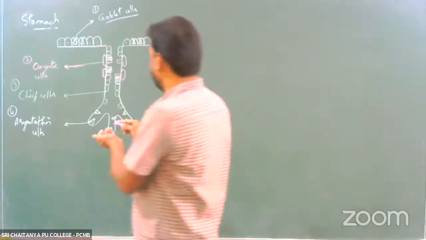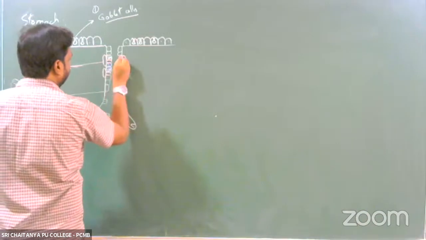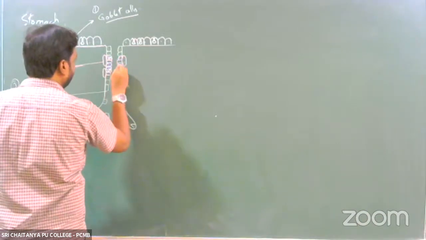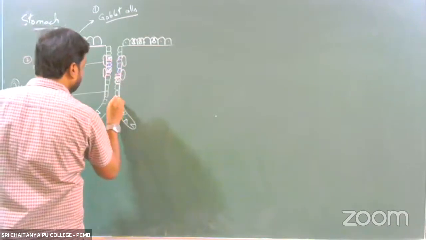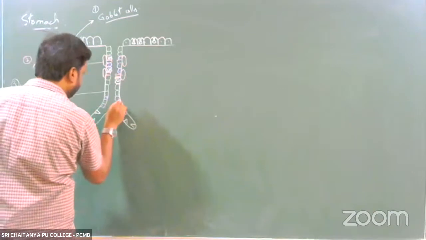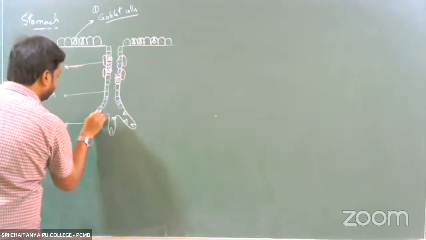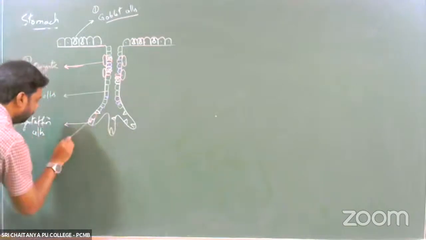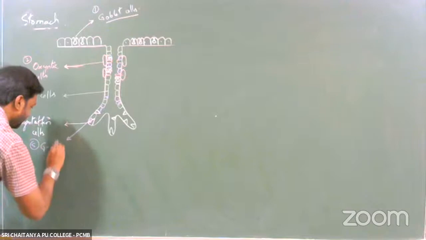And the next type of cell that we want to draw is present here. So we would have these cells being present here. These cells are called the G cells. All of these, what I have done in purple, are said to be the G cells. So this would be our cell number 5, which is called the G cells.